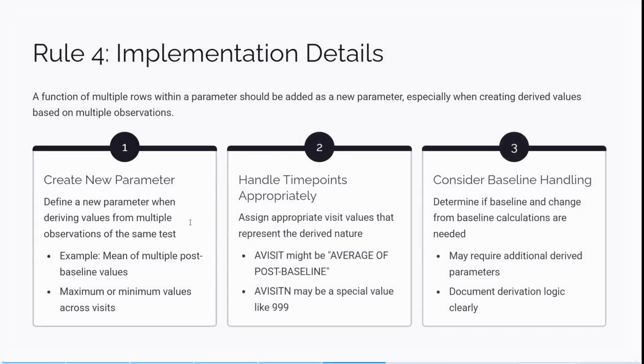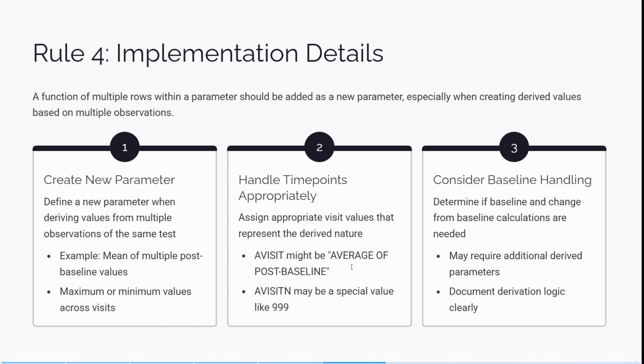So the implementation details: the function of the multiple rows within the parameter should be added as a new parameter, especially when creating derived values based on multiple observations. To create a new parameter, define a new parameter when deriving values from multiple observations of the same test. Example: mean of multiple post baseline values, or maximum or minimum values across the visits. Handle time points appropriately. Assign appropriate visit values that represent the derived nature.